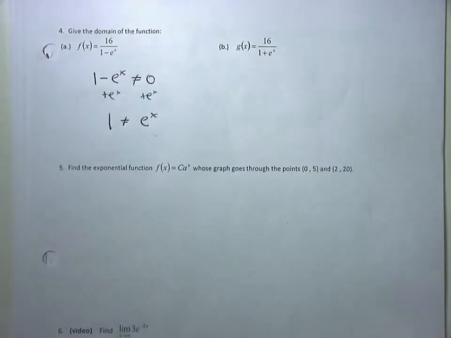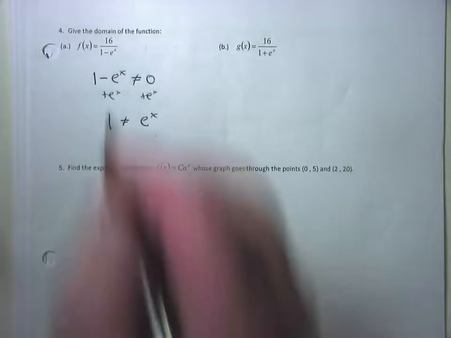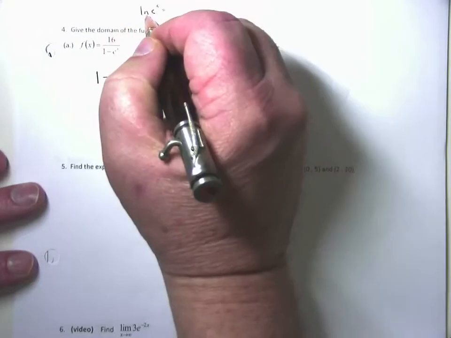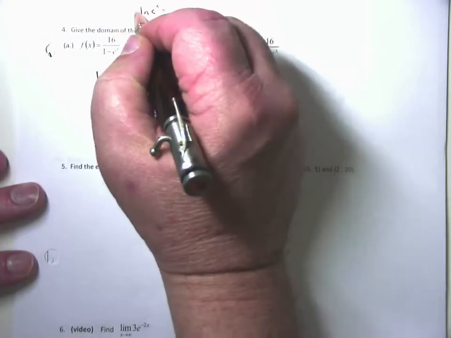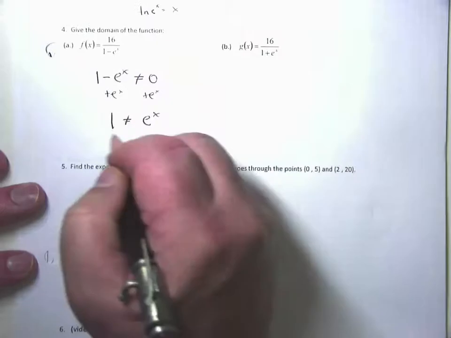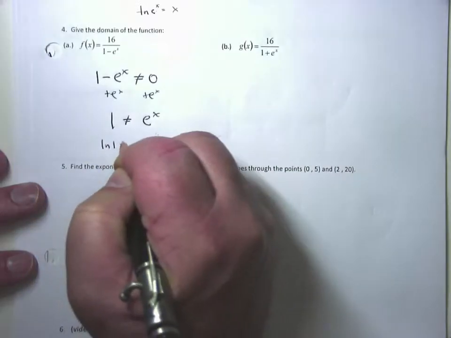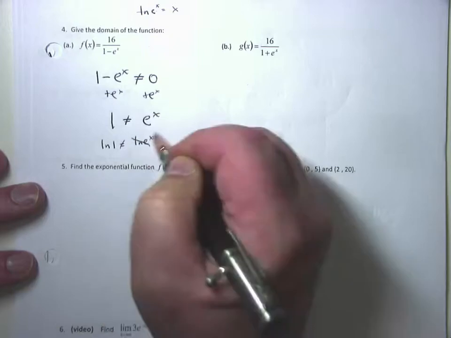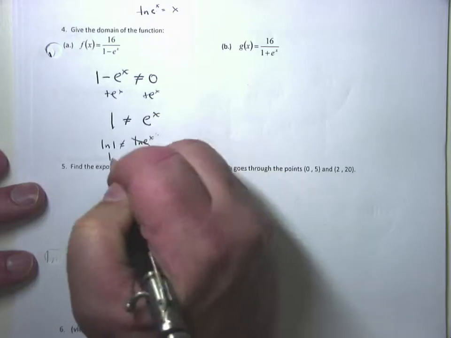What gets rid of an e so I can bring down the exponent? You remember, natural logs. It's a log property. The natural log of e to the x, natural log is log base e of e to the x. The natural log and e's cancel, you're left with x. So you take the natural log of both sides. Natural log of 1 cannot equal the natural log of e to the x, which means x cannot equal the natural log of 1.